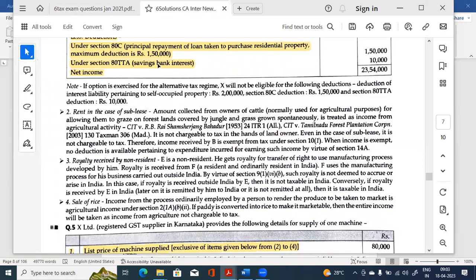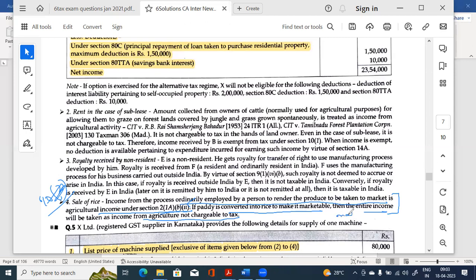Sale of... now again, read section 2, that is agriculture, 2(1A), agricultural income. Under 2(1A), not this. Income from a process ordinarily employed by a person to render the produce to be taken to market is agricultural income under 2(1A)(b)(ii). If paddy is converted into rice to make it marketable, then the entire income is taken as income from agriculture, not chargeable to tax. Please read that particular section under your material.